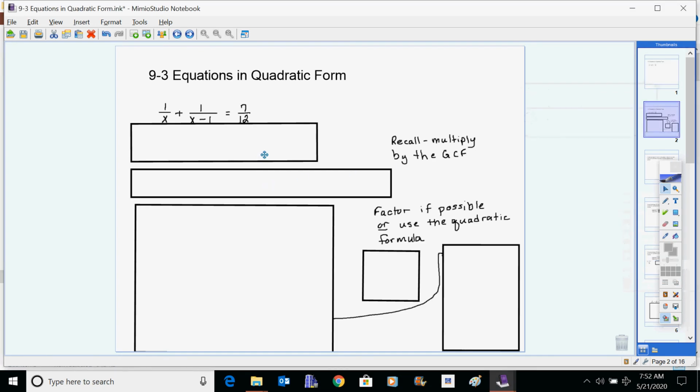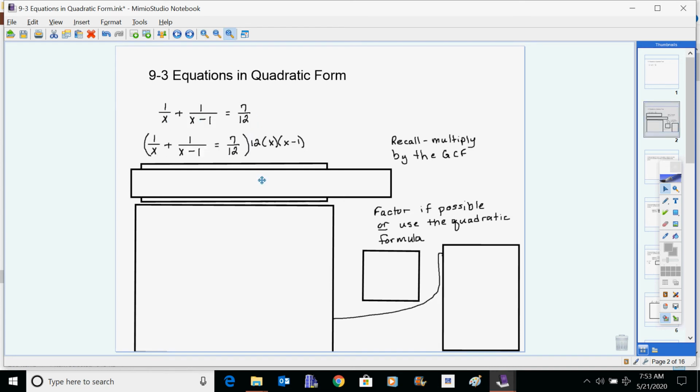Our quadratics do have the habit of showing up just about everywhere. So we need to think about this. First of all, we want to get rid of fractions in the denominator. To do that, recall a good strategy is to multiply by the greatest common factor. In other words, if I was looking for common denominators here, it would have to be x times x minus 1 times 12. So I want to multiply the whole thing by 12x times x minus 1.